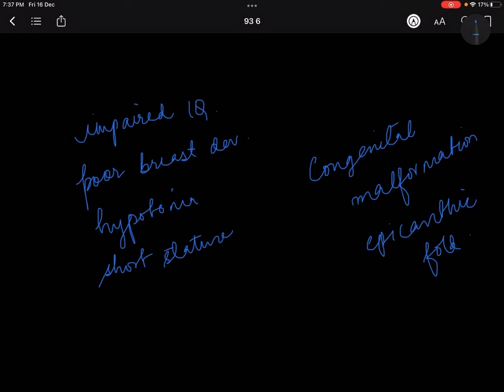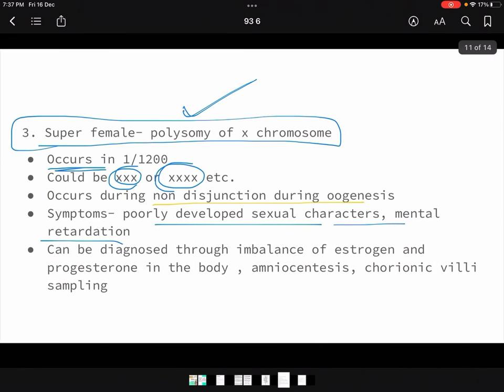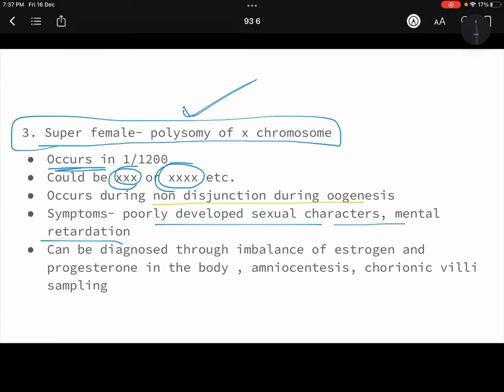So these are certain characters that are there in a super female also, and you can diagnose a super female kind of problem in a person with the imbalance of estrogen and progesterone in the body, the female hormones, and amniocentesis and chorionic villi sampling.